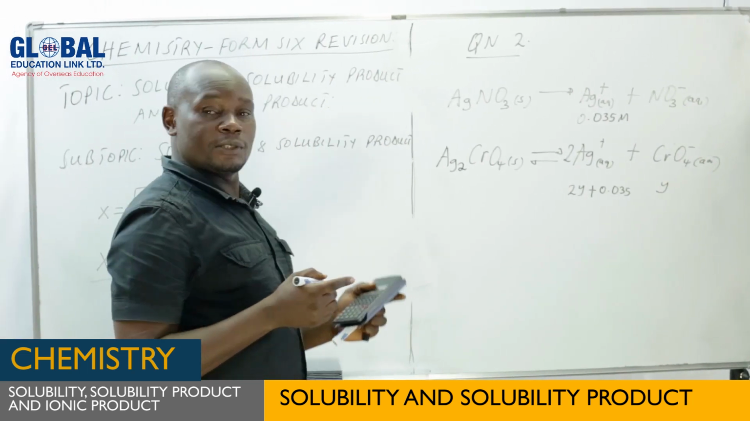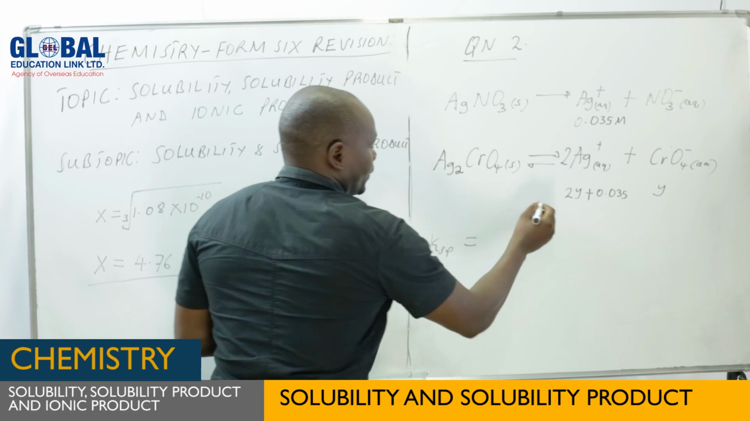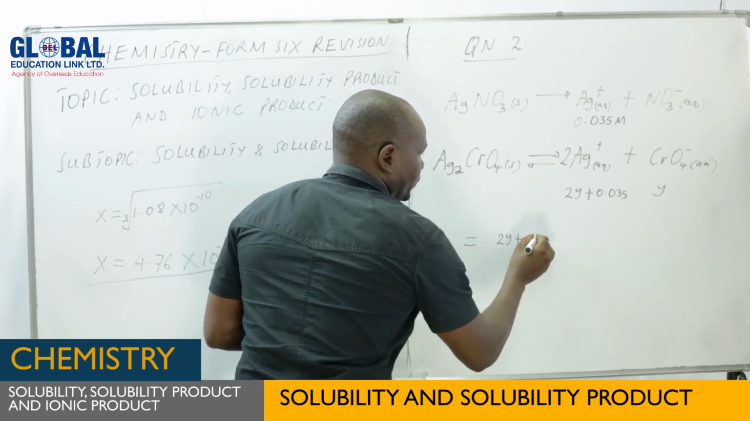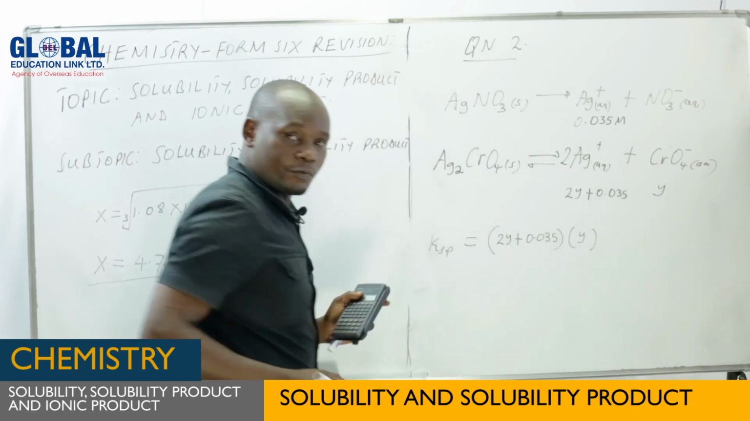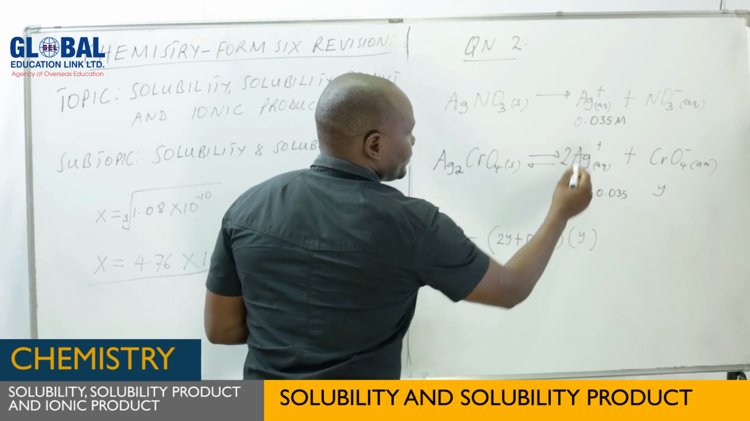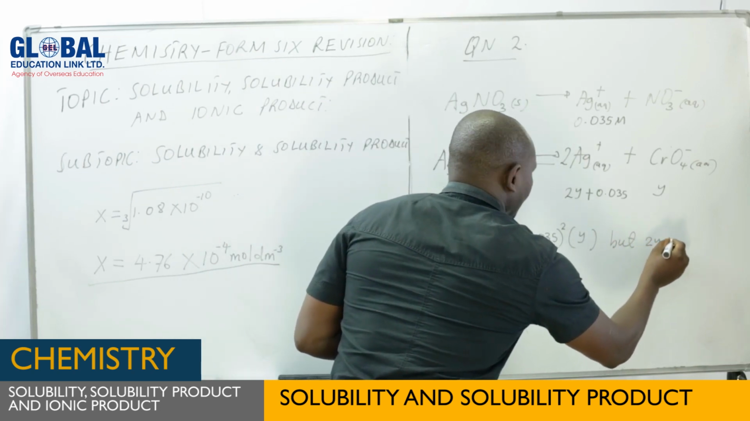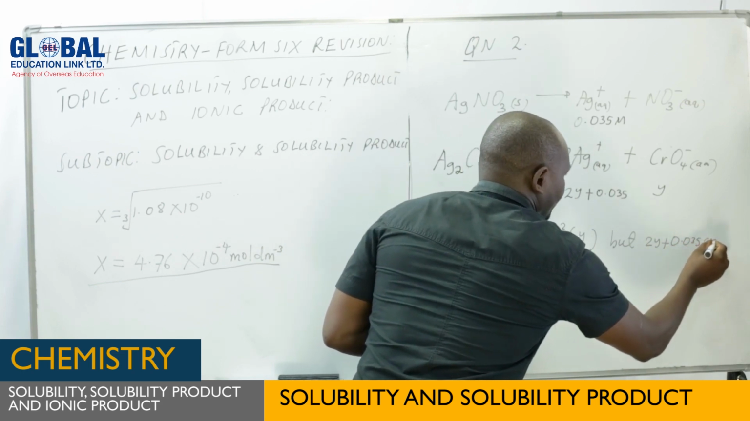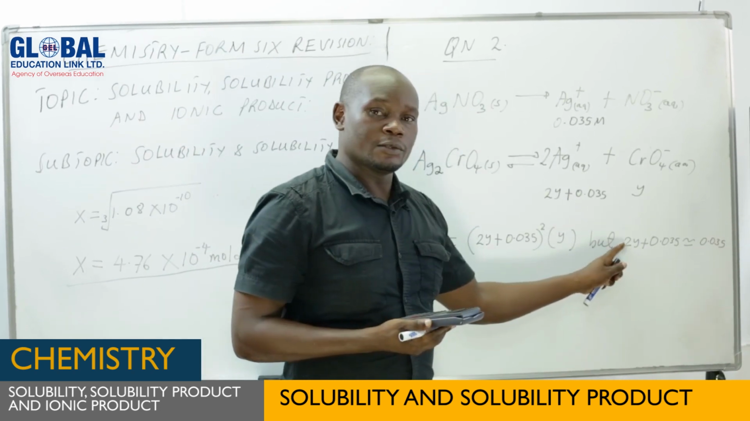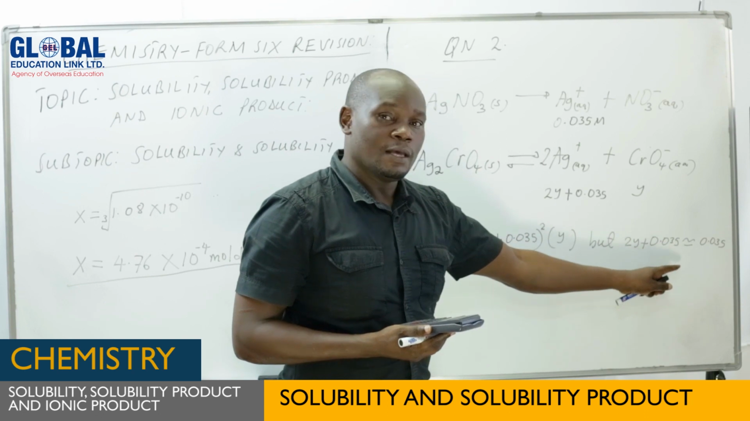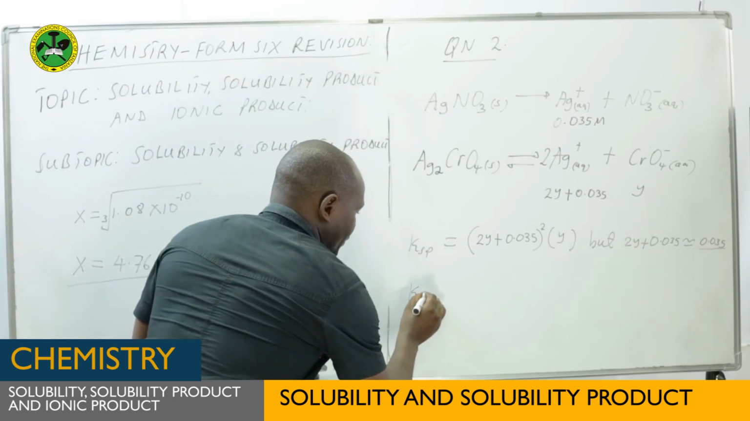Now, if we go and consider the Ksp of silver chromate, it will be equal to 2Y plus 0.035, then times the solubility of chromate ions. Now, remember that this one must be squared due to presence of 2. But 2Y plus 0.035 is approximately equal to 0.035. Why? This is due to the small value of Y. So when multiplied by 2, then plus 0.035, it doesn't affect the constant. So it remains to be 0.035.